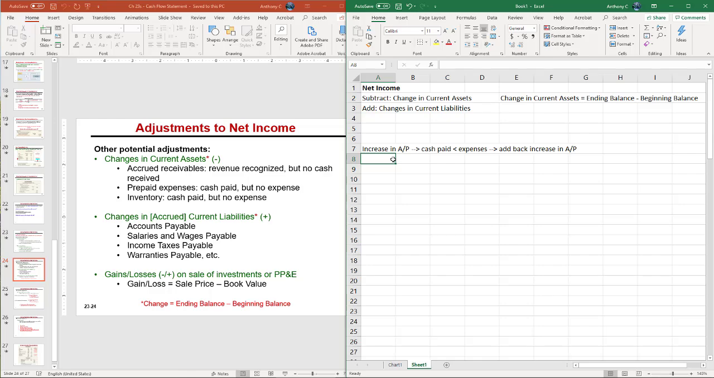So we can apply this same train of thought to pretty much all of our other types of payables. So again, if we accrue a liability, we're usually, but not always, debiting an expense. So for example, if we accrue salaries and wages payable, when we do this, we end up debiting salaries and wages expense, and crediting salaries and wages payable. As we can see here, we've recognized an expense, but no cash has been paid, so we would add back the change in the payable to net income to get to cash flows.